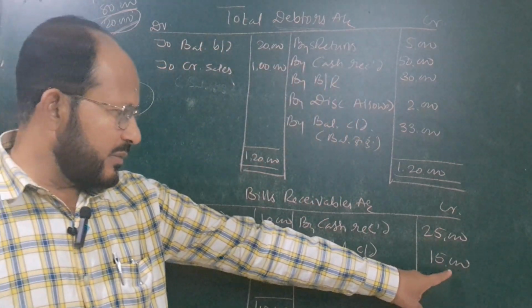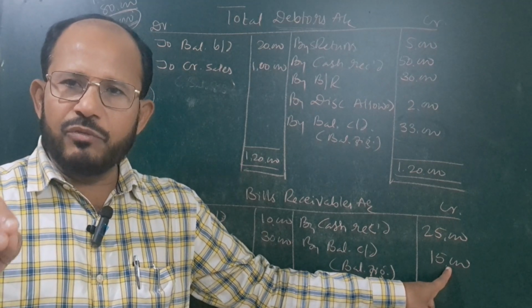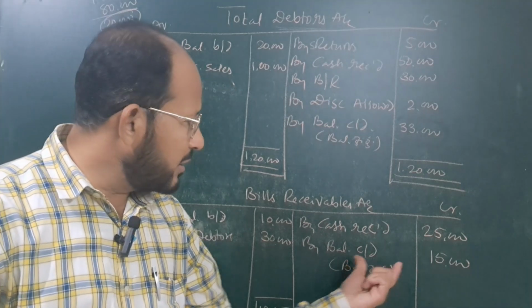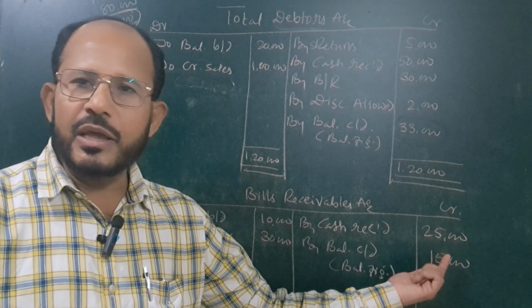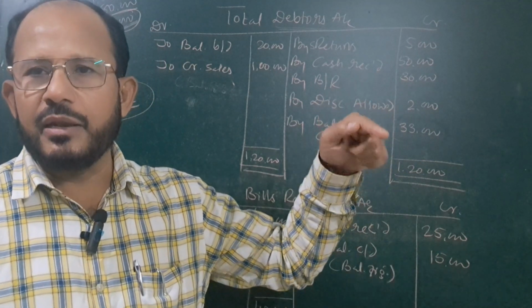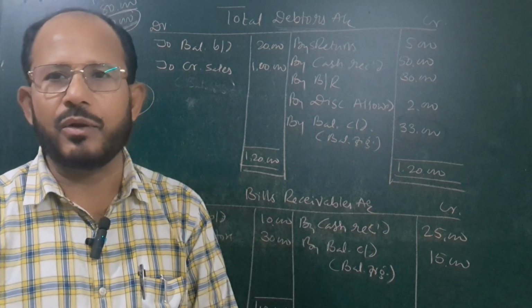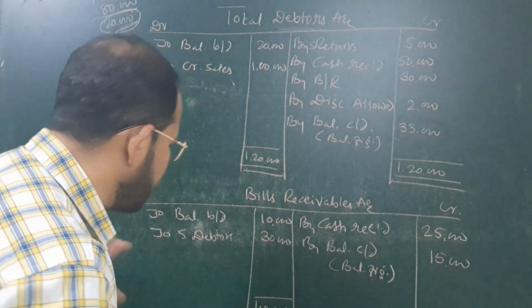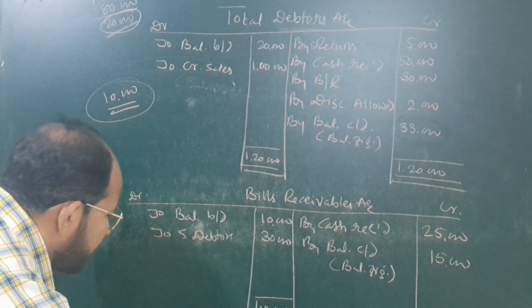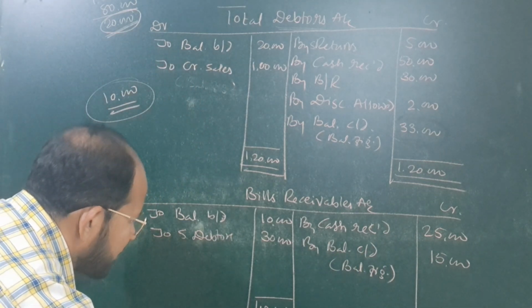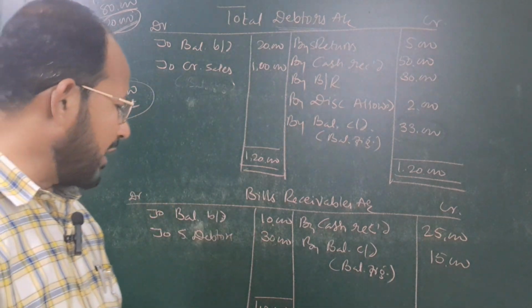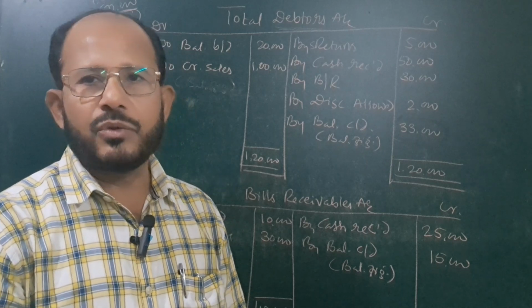What it indicates? It means 15,000 worth bills are there at the end of this year. Therefore this balance we are going to take as opening balance in the next year's bills receivable account. Very simple thing is there. What we do in the next year, the same bills we will take here, we will show like this: to balance brought down 15,000.